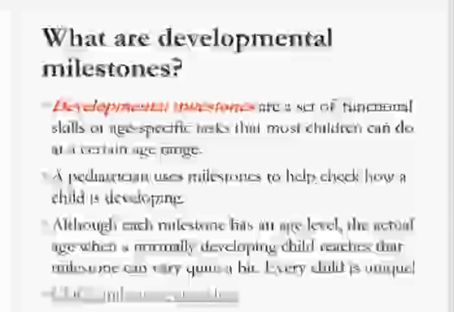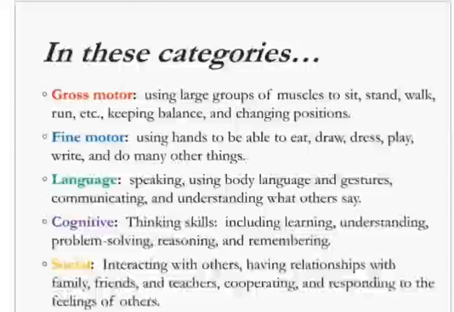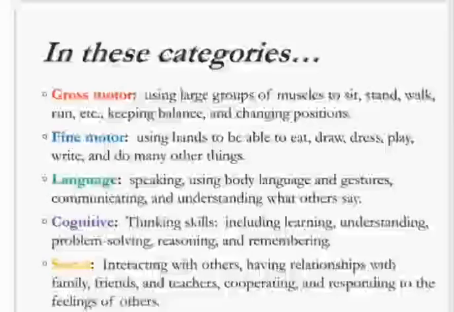See this milestone checklist, which can be noted here. In this category, gross motor: using the large group of muscles to sit, stand, walk, run, etc., keeping balance and changing position. Fine motor: using hands to be able to eat, draw, dress, play, write, and do many other things.